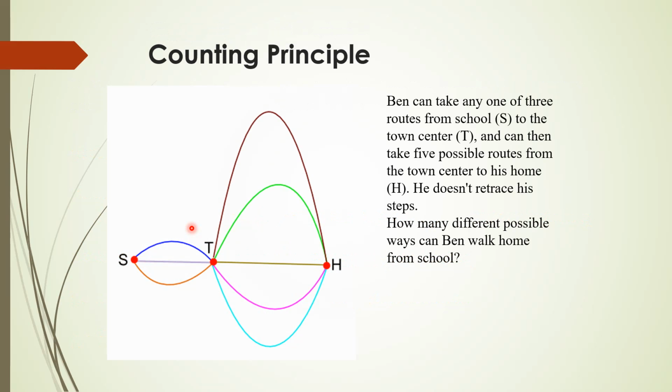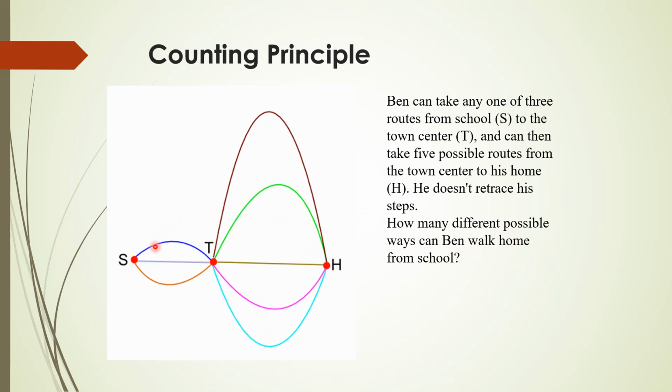Let's look at the next one. Ben can take any one of 3 routes from school. Now school is at S. To the center of town, T, well there's 3 routes. There's the blue, the grey and the orange route. And then to his home. From town he might catch a bus, he might take an Uber, might take a walk through the forest just to relax. So he has 5 pathways between the town center and his house. He doesn't retrace his steps. The question is, how many different possible ways can Ben walk home?